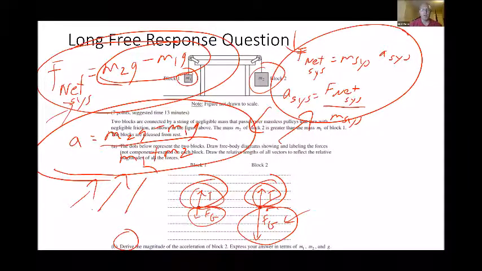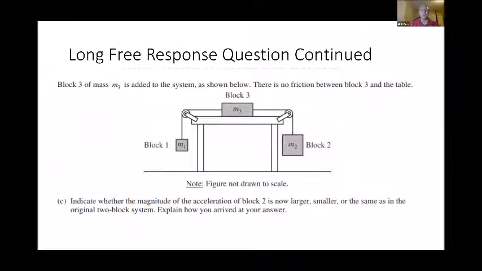All right, there's one more part to this problem. Here it is. So now we added block 3 up here sitting on the table. Everything else is the same. There's no friction between block 3 and the table. So indicate whether the magnitude of the acceleration of block 2 is now larger, smaller, or the same, and explain how you arrived at your answer.